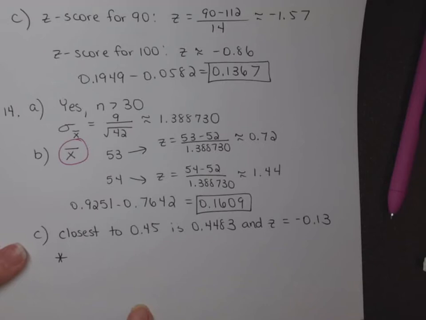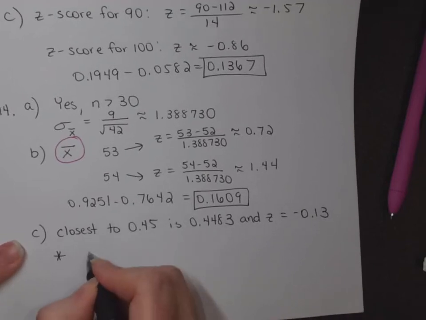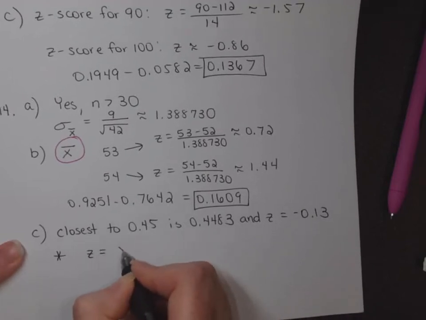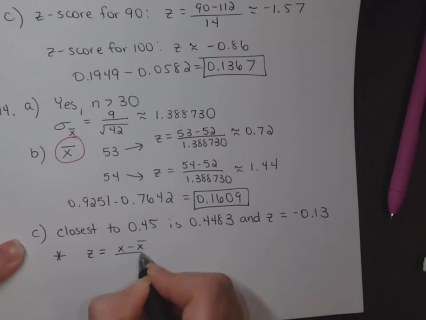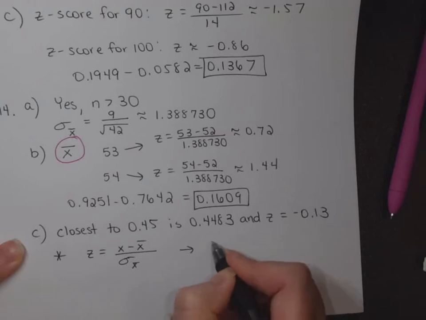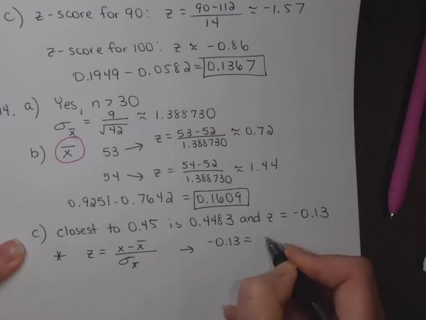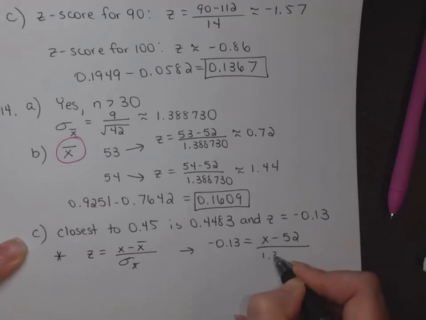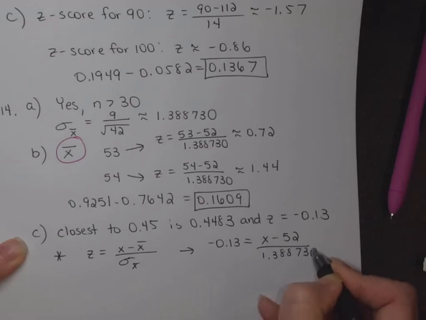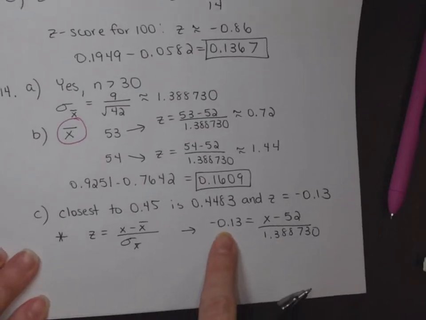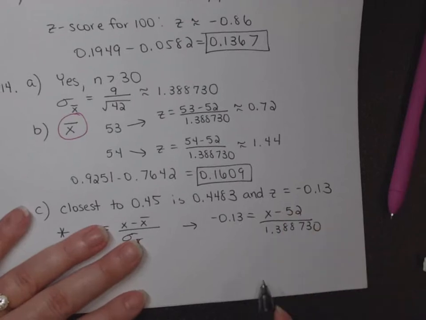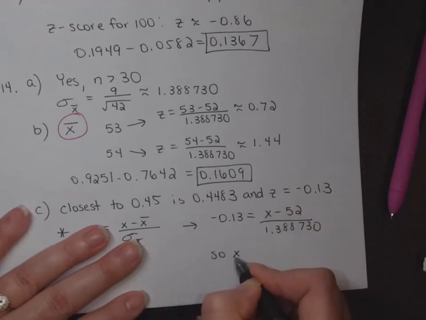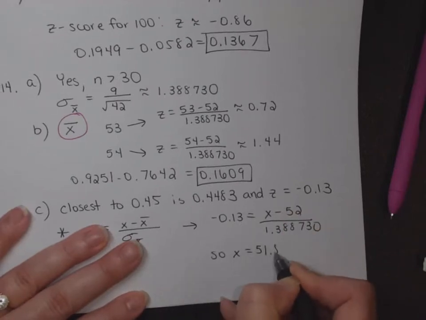So this is where you actually have to try to find the X bar, right? So remember, z-score for this looks like X minus X bar over the standard deviation of the X bars. So then we're just going to plug in what we know. We know z is this. We know the average is 52. And we know the standard deviation of the X bars is this. So it's been a minute, right? But you multiply these and then add 52. And if you do that, you're going to get that x is 51.82.